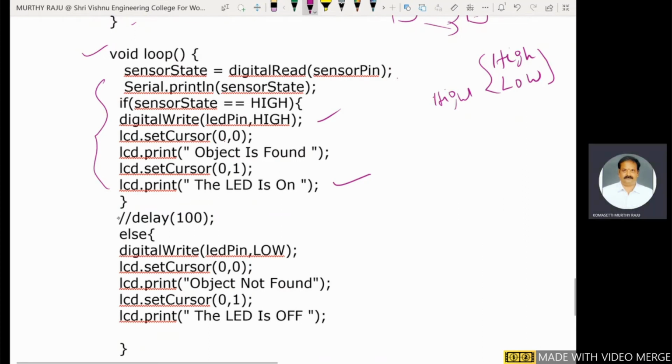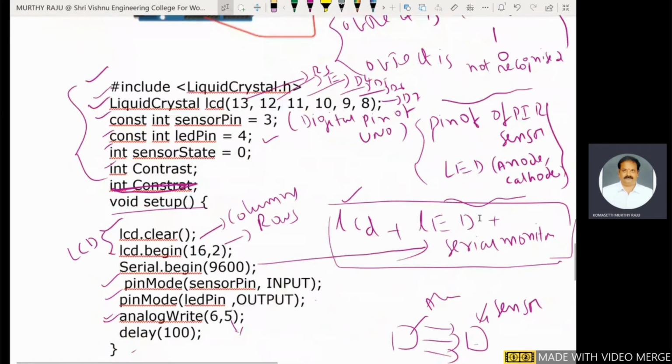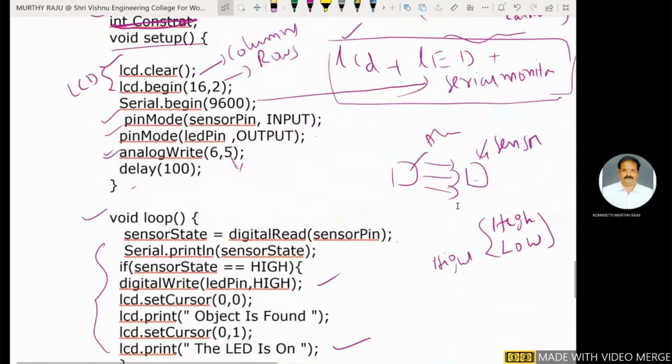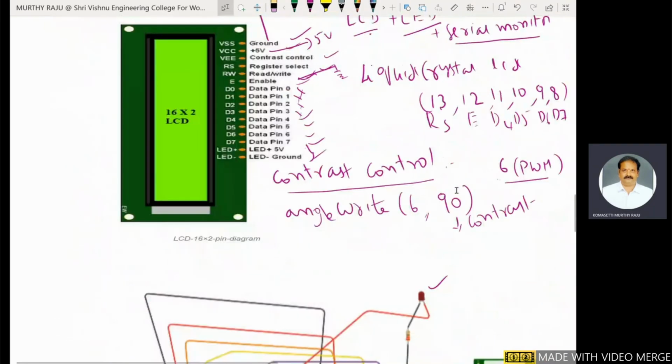Next one, else. Else means the sensor state is low, that means the object is moving away from the region. Digital write LED pin is low, that means the LED is in an off condition. Again, LCD dot set cursor 0,0, first row first column. LCD dot print object is not found. LCD dot set cursor 0,1, that means second row first column. LCD dot print the LED is off. These are the declarations and actions of this project. These are the important ones.